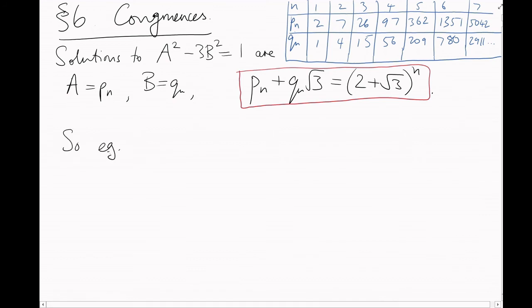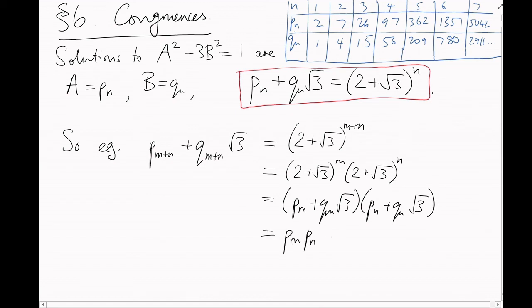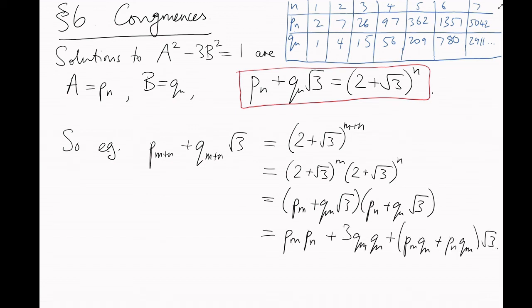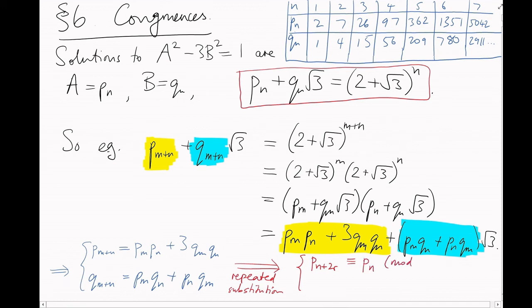For example, the (m plus n)th solution is P(m+n) plus Q(m+n) root 3, that is (2 plus root 3) to the (m plus n). But we could write this as the product of the mth solution and the nth solution, that is Pm plus Qm root 3 times Pn plus Qn root 3. Expanding this out, and equating the integer part and the root 3 part, gives us these two relations. A bit of repeated substitution later, we can derive the following congruences. P(n+2r) is congruent to Pn mod Qr, and P(n+2r) is congruent to minus Pn mod Pr.